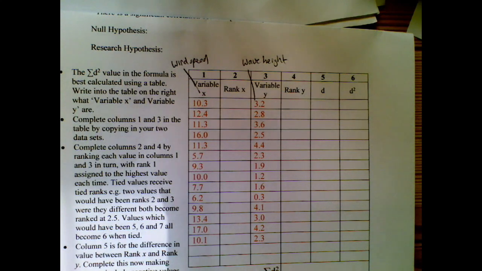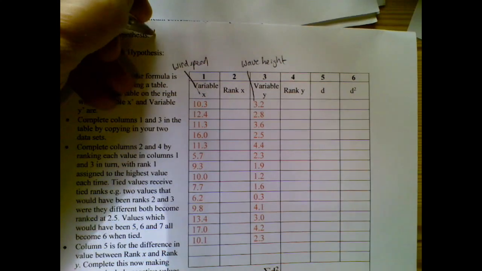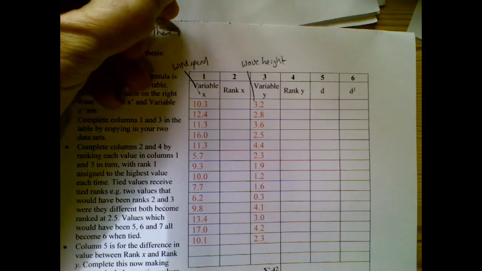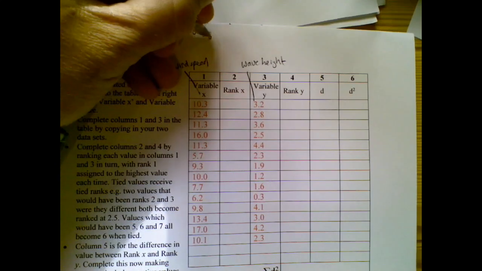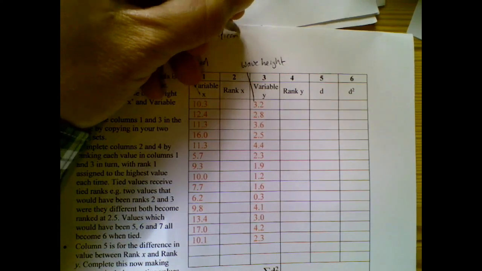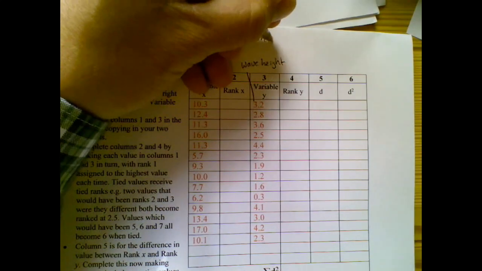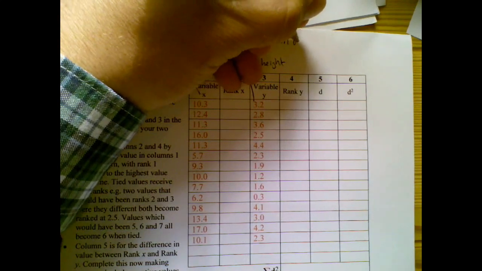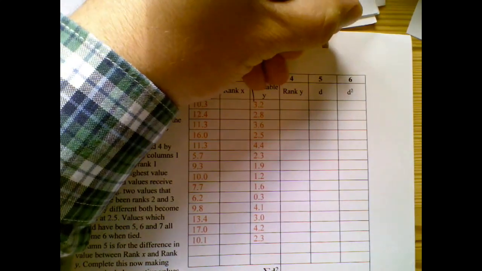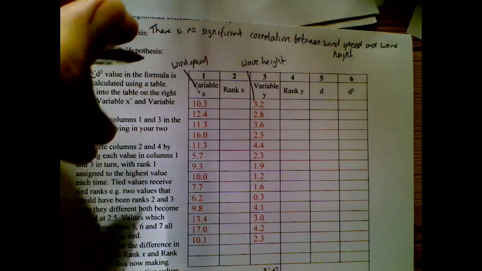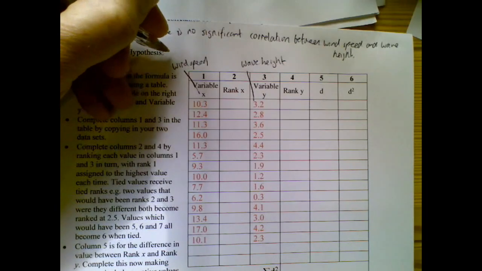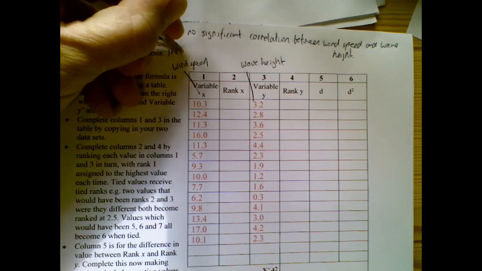So the first thing I need to do is think about my hypothesis. So my null hypothesis is there is no significant correlation between wind speed and wave height. Or my research hypothesis is in effect the opposite.